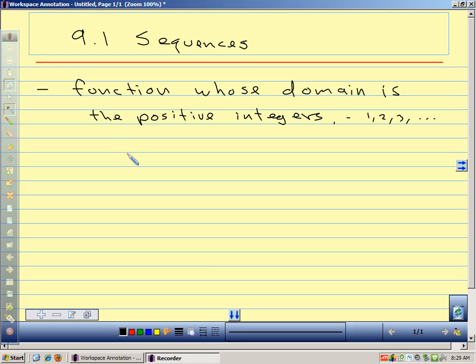We can have a finite sequence, or we can have an infinite sequence. If we can plug in any positive integer, we have an infinite sequence. If we only plug in certain positive integers, then we have a finite sequence. And instead of writing f of n, we write the terms. We call each number in the sequence a term, and we write a sub n, where n is our positive integers, 1, 2, 3, 4.